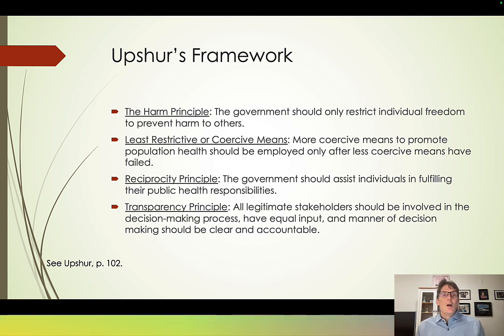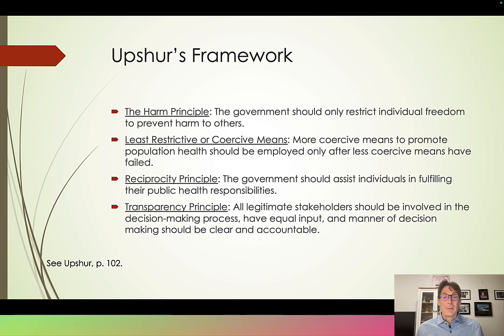So jumping in, Upshur's framework is based on 4 principles, and these are the harm principle, which says that the government should only restrict individual freedom to prevent harm to others. The principle of least restrictive or least coercive means, which says that if you've got a less coercive or restrictive way of achieving a public health goal, then you should choose that rather than one that's more restrictive or coercive. And the reciprocity principle, which says that the government should assist individuals in fulfilling their public health responsibilities.